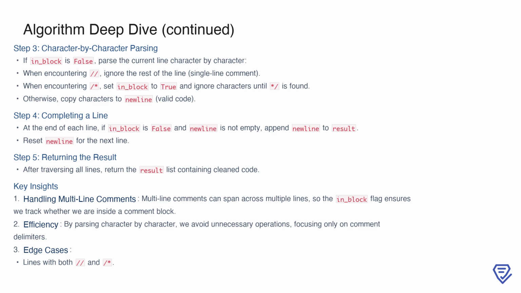Once we finish processing all characters in a line, we check whether in_block is still false. If it is, and if newLine contains any valid code, we append newLine to the result list. At this point, we reset newLine so it's ready to handle the next line. Finally, after examining every line in the source code, the algorithm returns the result list containing all clean lines with comments removed. This systematic approach ensures we handle each type of comment appropriately while maintaining the structure of the original code.